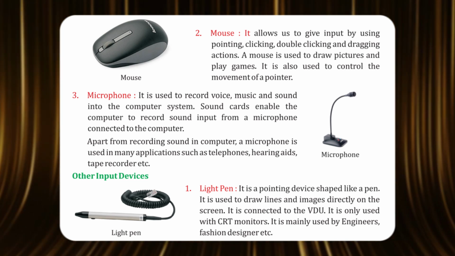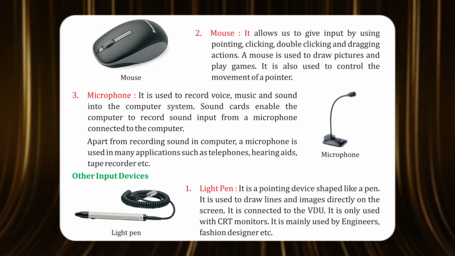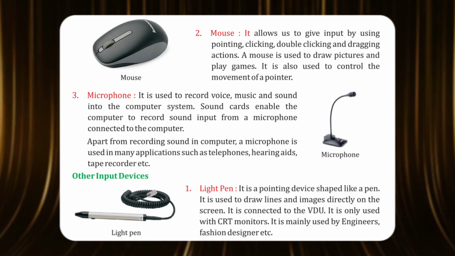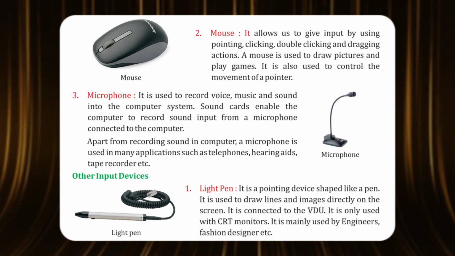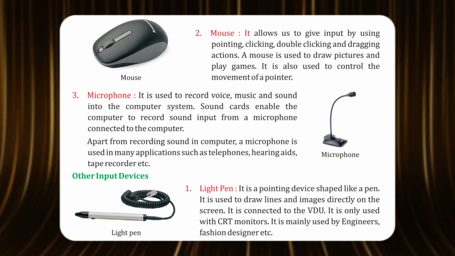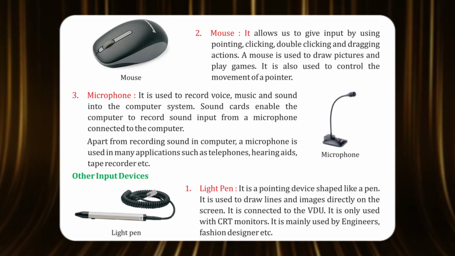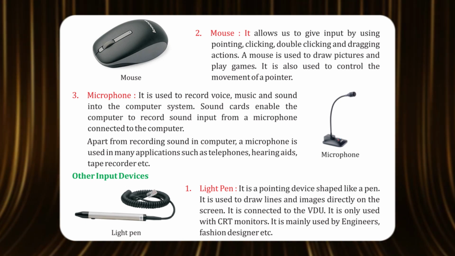Other input devices. 1. Light pen. It is a pointing device shaped like a pen. It is used to draw lines and images directly on the screen. It is connected to the VDU. It is only used with CRT monitors. It is mainly used by engineers, fashion designers, etc.